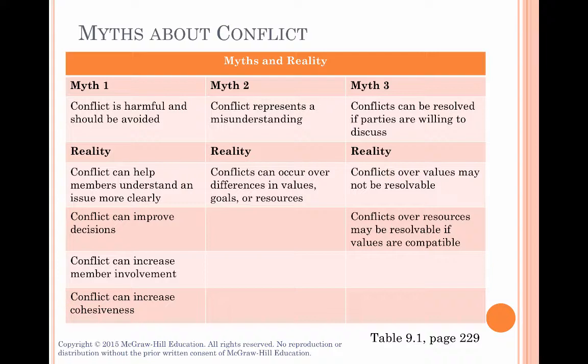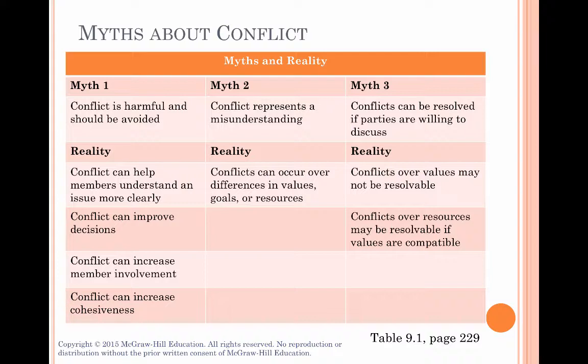Myth 2 says that conflict represents a misunderstanding, which is entirely the case sometimes if you think someone said one thing when they actually said or at least meant something else entirely. But conflict can occur for other reasons. Many conflicts occur over differences in values, opinions, goals, or resources. The book gives an excellent example of why the debate over abortion is so difficult. It's because people have different ideas about its value and what is more important. They don't necessarily misunderstand the other position, they just don't agree with it.